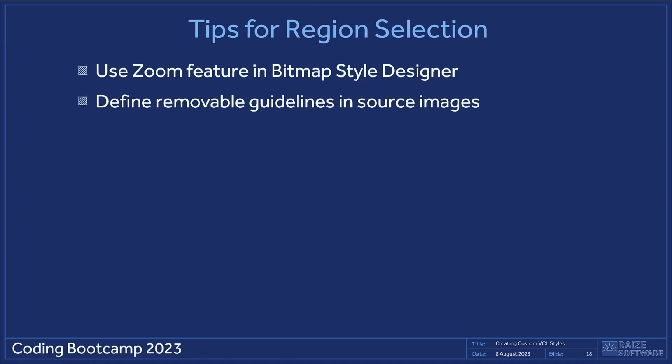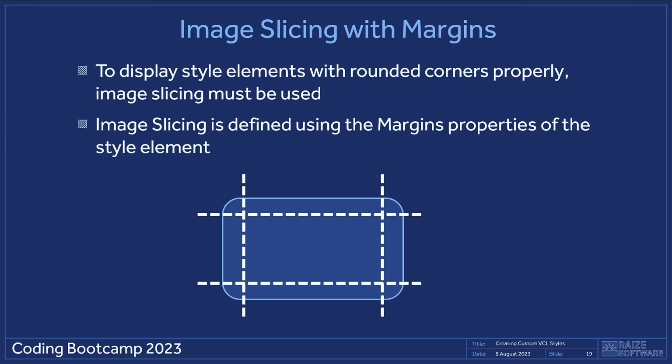I already mentioned that. The removable guidelines, use the zoom feature for selecting in the regions. One thing I mentioned before is image slicing, and if you're familiar with that, it's a way to take an image and support clean resizing of that image. And it does so by sectioning the image into 9 sections. The corners are always rendered as is, so there's no change or transformation that's done on those.